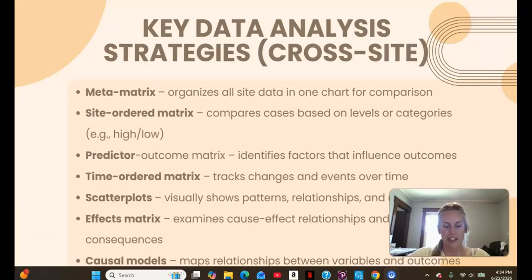And there's an effects matrix, which looks at possible cause and effect relationships and the consequences of certain actions or conditions across the cases. And then finally, causal models take it a step further by mapping out how different variables are connected and how they might influence each other and the outcomes of the study. So overall, all of these tools help researchers make sense of a lot of complex data and start turning it into clear patterns and explanations across multiple sites.